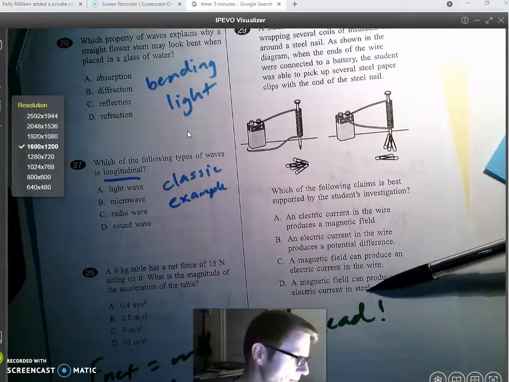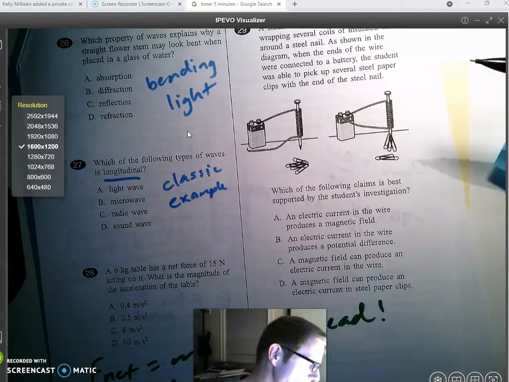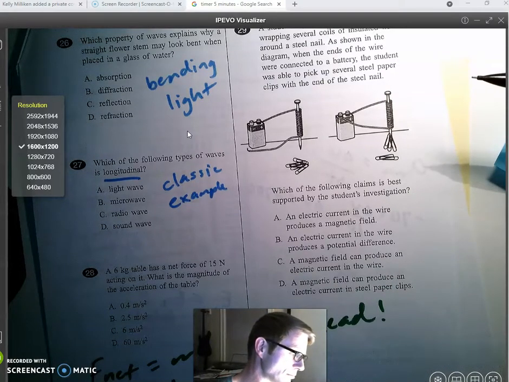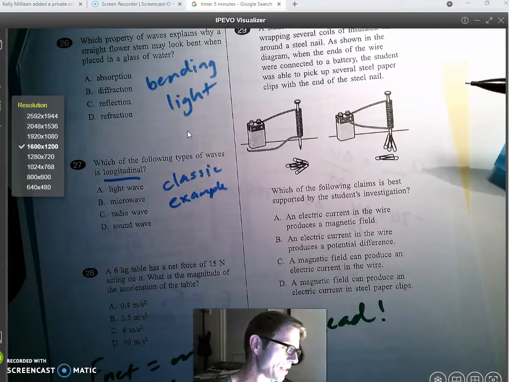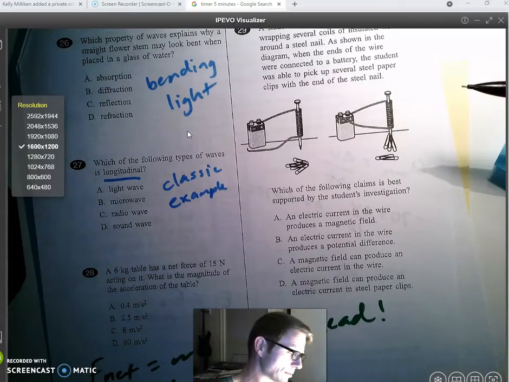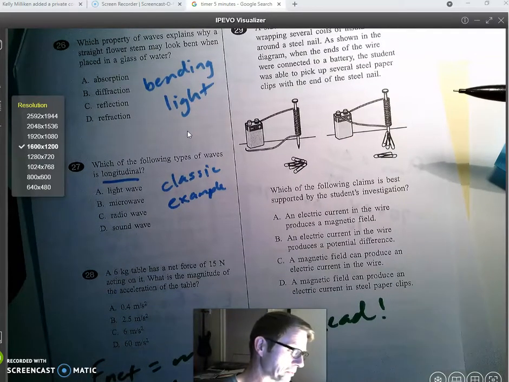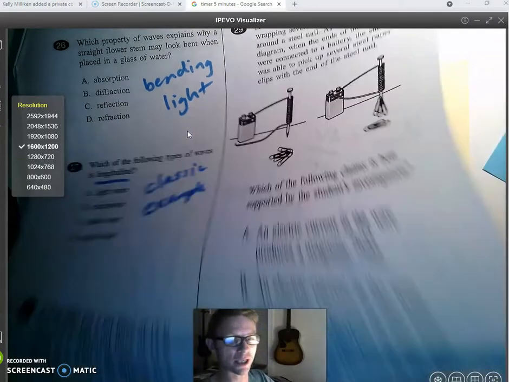Number 29 is kind of funny. You just got to read it, basically. The answer choice has to do with creating an electric current, and then the electric current creates a magnetic field. Okay, answer choice A.